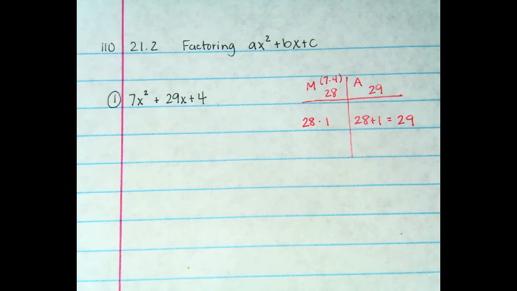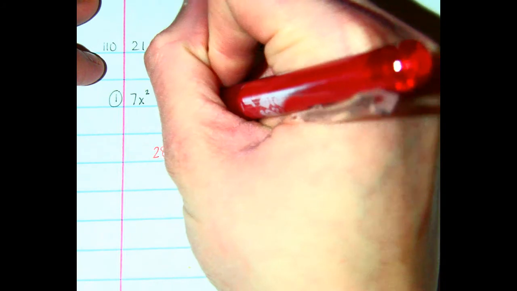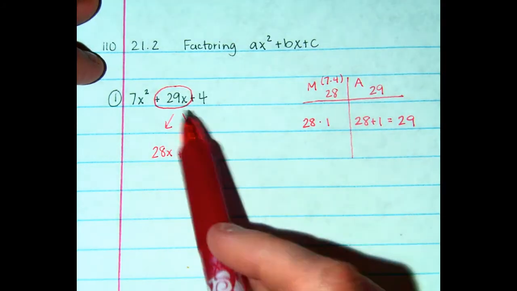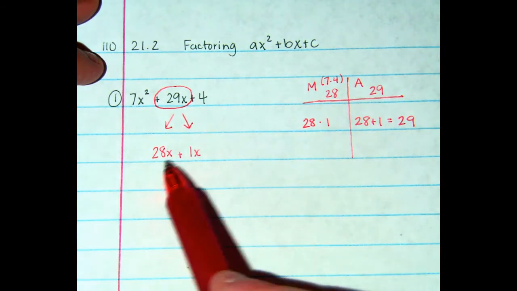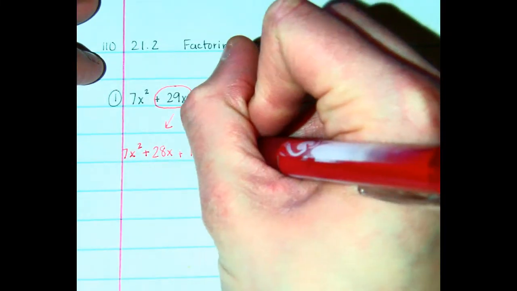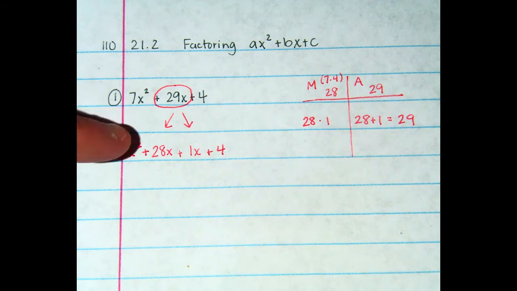What do I do once I find the factors? 28x plus 1x. Somebody last class, yesterday, asked me, where did that go? This does not just go away. 28 plus 1 is 29. That's what's happening to that. Then I bring down everything else. So, I actually did bring down everything. It's just I changed 29x to 28x and 1x.